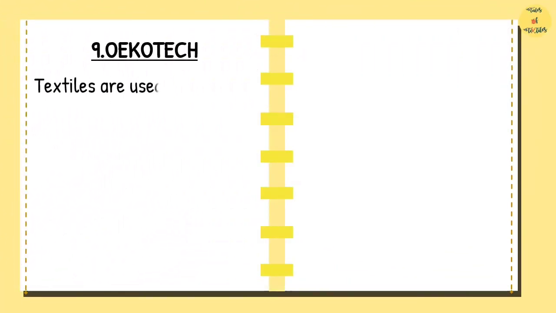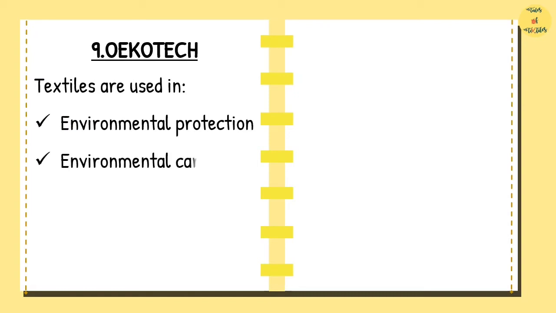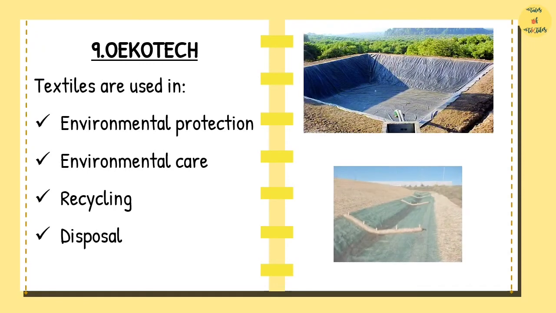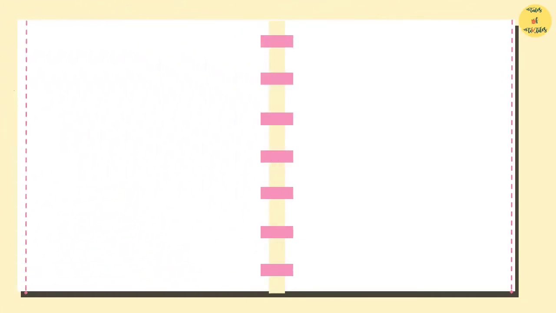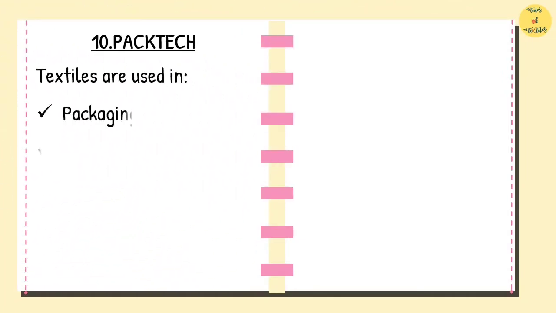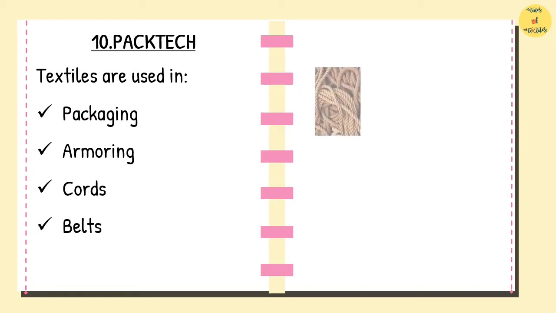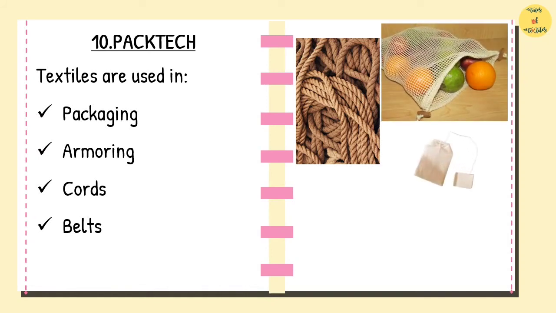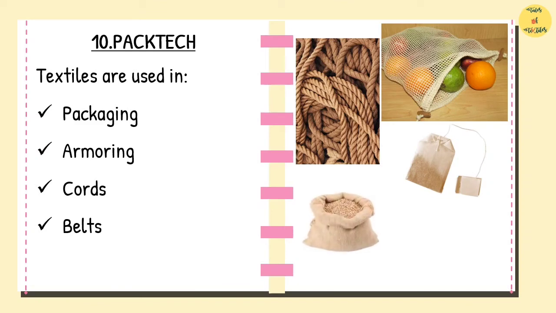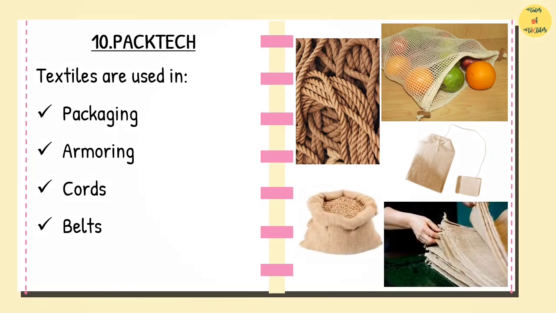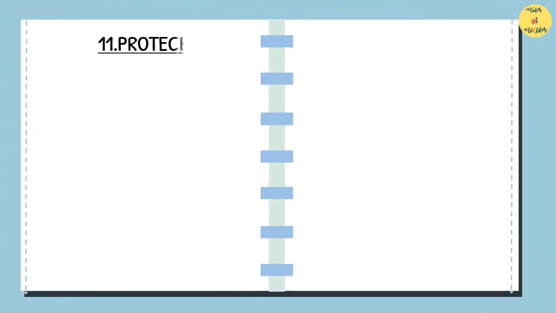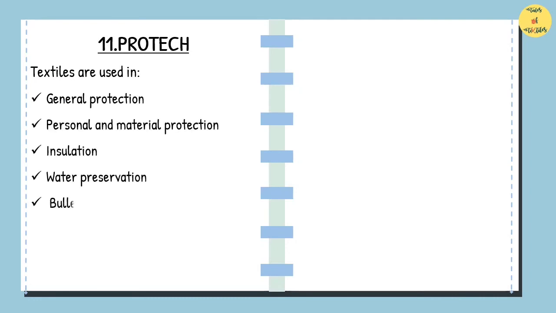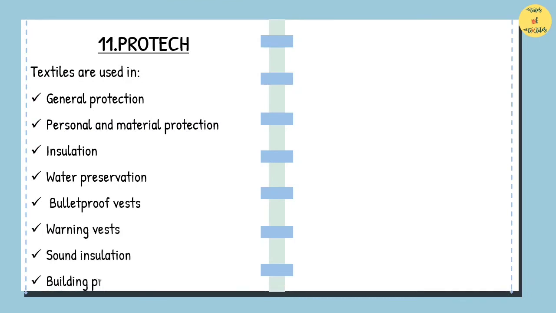Ecotech textiles used in environmental protection, environmental care, recycling, disposal. Packtech textiles used in packaging, armoring, cords, belts. Protech textiles used in general protection, personal and material protection, insulation, water preservation, bulletproof vests, warning vests, sound insulation, building protection.